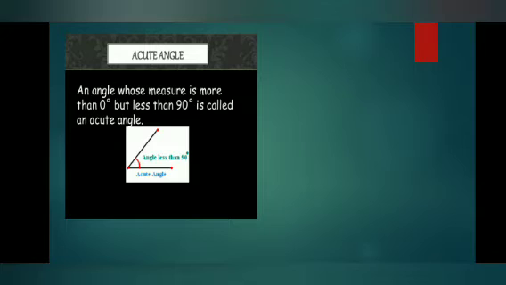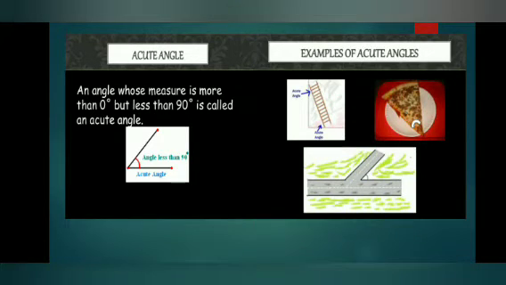First comes the acute angle. An angle whose measure is more than 0 degrees but less than 90 degrees is called an acute angle. The figure is given at the bottom and you have examples: a ladder leaning on a wall, a part of a pizza, and two cross roads.